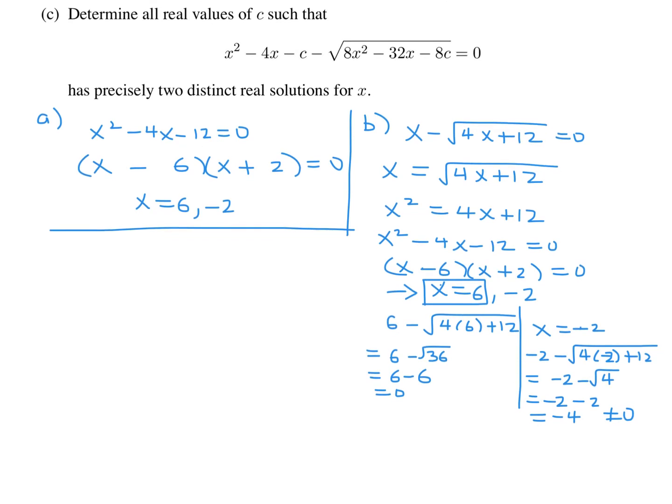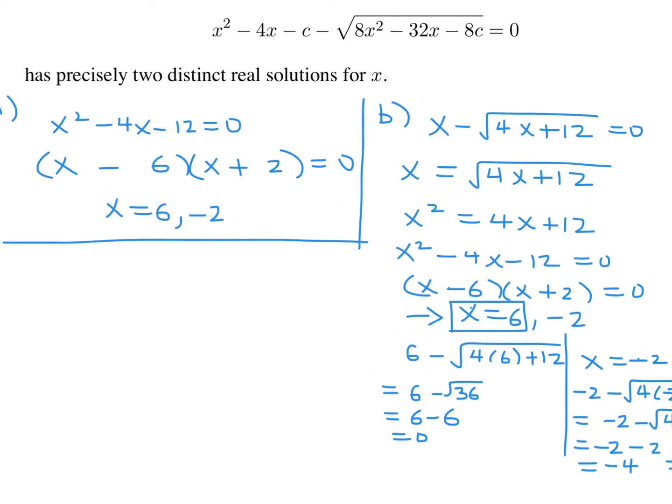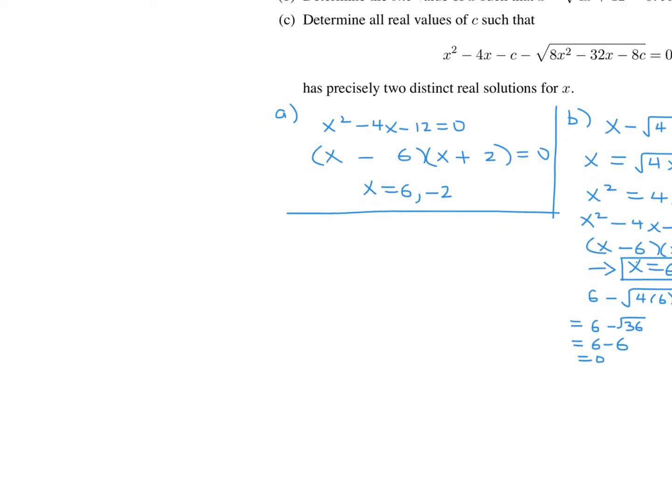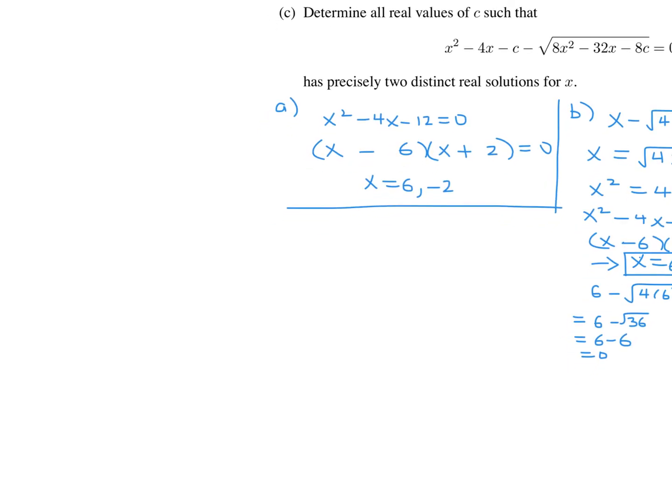Determine all real values of c such that x squared minus 4x minus c minus the square root of 8x squared minus 32x minus 8c is equal to 0 has precisely 2 distinct real solutions for x. Okay. So let's give ourselves some space here. Okay. So off we go.